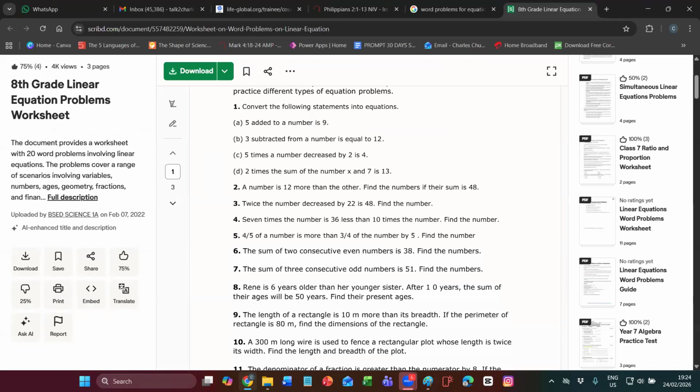2 times the sum of the number x and 7 is 13. Okay, so how do you want to take that? 2 times the sum of the number x and 7 is 13.